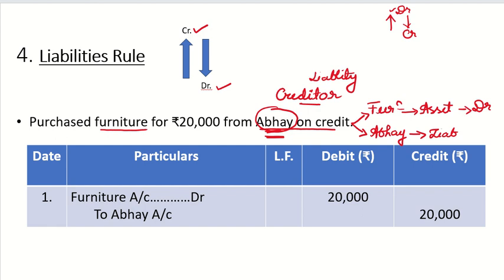And next, Abhay. Abhay is a creditor. So here our liability is increasing, because still the money is not paid to him. He is under the liability. So when the liability is increasing, we are going to credit the liability account. So what will be the entry here? Furniture account debit to Abhay account, rupees 20,000. Fine. So this is the liability rule.